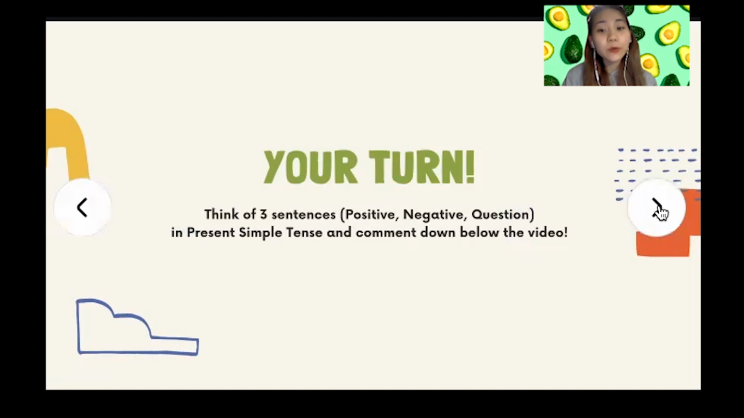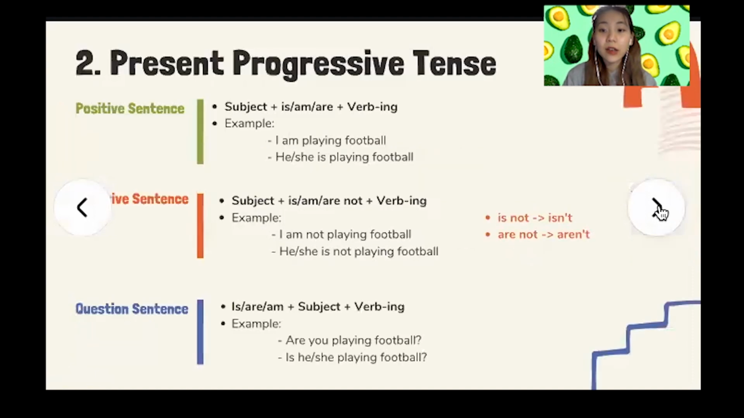Now let's move on to our second tense, present progressive tense. So present progressive tense is used when something is happening at the same time of speaking or around it. It is used for future meaning also when you have already decided or arranged to do a plan or a date. So this is the sentence structure that you will use for present progressive tense.